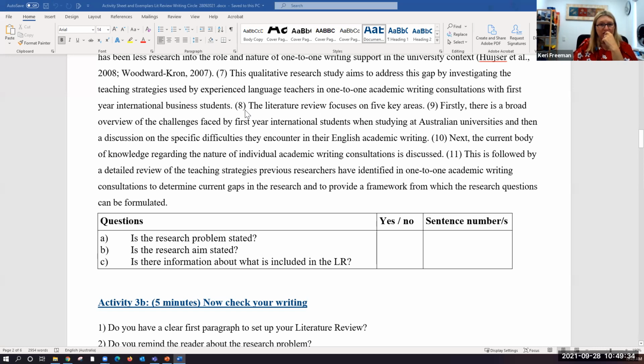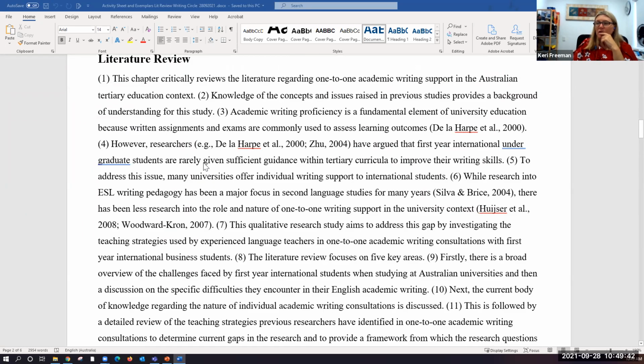You've got the worksheet in front of you. And there's a couple of questions there. So let's have a quick look through. Now, as we go, I'm actually going to highlight the information, the vocabulary, the words, and the things that I think are good in this writing. So this chapter critically reviews the literature, so good, regarding one-to-one academic writing support in the Australian tertiary education context. So this is the type of thing that tells you the scope. So we're talking about Australia, and we're talking about tertiary.